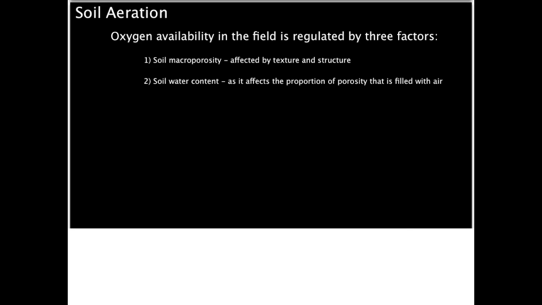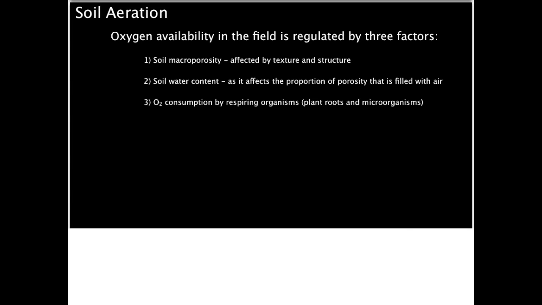Okay. So when we think about how oxygen availability is regulated in the soil, there are three factors that help us understand that. First is soil macroporosity. Okay, so this is the larger pores in the soil. Do we have larger pores in the soil? If we have larger pores, are they fairly regular in the soil, or are they only in places? The next thing is soil water content. The higher the soil water, the less airspace we have in the soil. So that affects obviously the air content of the soil.